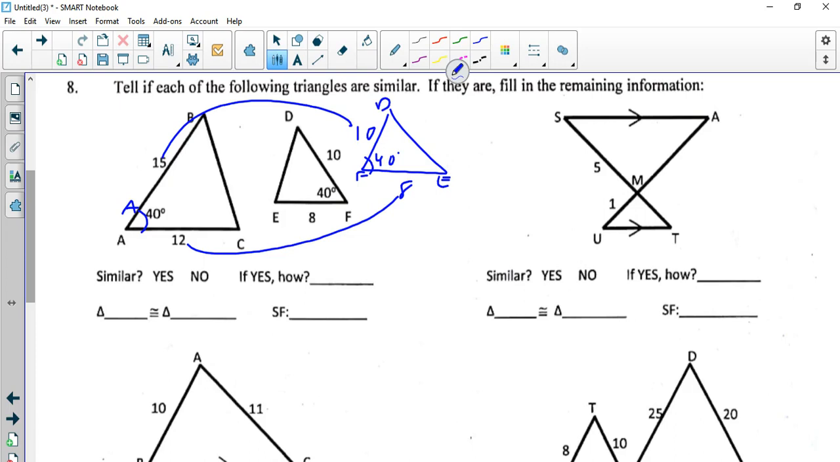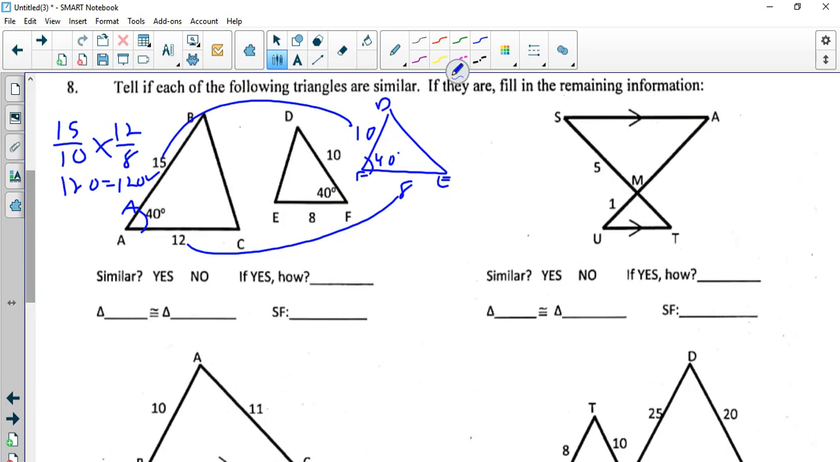So we're going to do 15, and you have a choice here. You can do 15 over 12 or 15 over 10. It makes no difference, as long as you do 12 over 8. And we're going to cross multiply and test them. And what we get is 120 equals 120. Check. So that's a good thing.